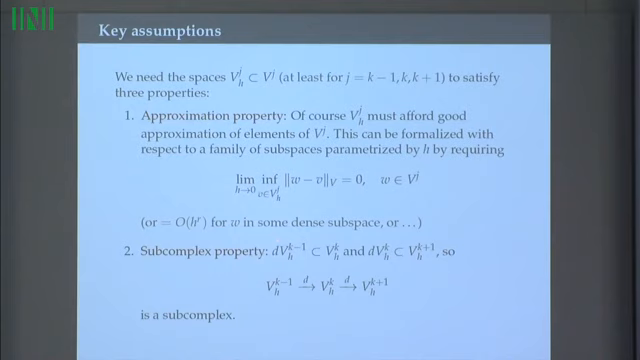We had a complex: D of V^{k-1} is contained in V^k. D takes its domain into the domain of the next D. We need that property. So we need D of V^{k-1}_h to be contained in V^k_h, and D of V^k_h to be contained in V^{k+1}_h. So this thing is itself a complex, and it's actually a subcomplex of the original complex.